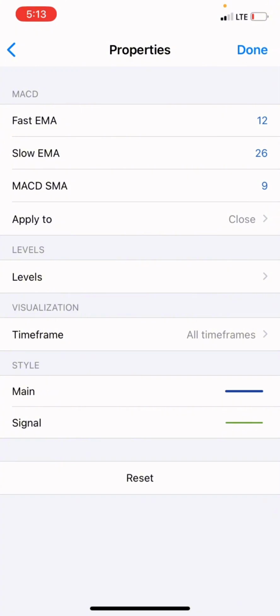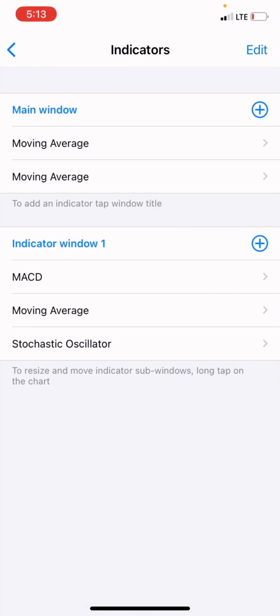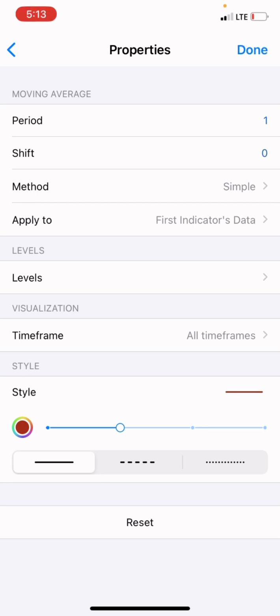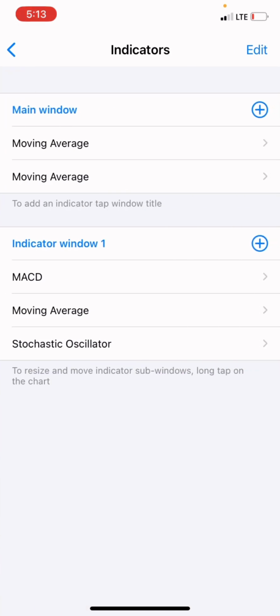So click done when you're done with that, and move on to the next one, the moving average, period 1, shift 0, method simple, apply to first indicators data. All right, apply to first indicators data. For levels, you skip. Visualization, all time frames, of course, and use any color that will pop on your charts, right? Any color that will be visible on your chart. Click done when you're done with that, and then the last indicator, the stochastic oscillator.